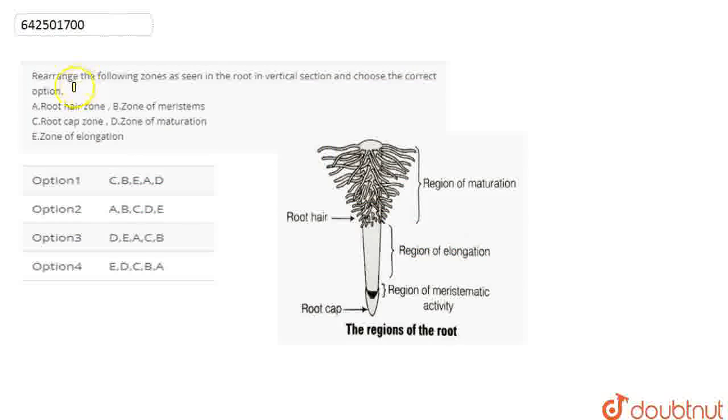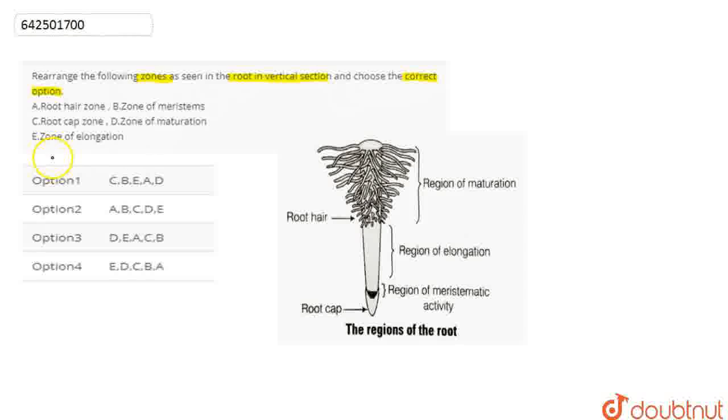If we talk about this question, in this question we are asked to rearrange the following zones as seen in the root in vertical section and choose the correct option. So the part A is root hair zone, B zone of meristems, C root cap zone, D zone of maturation, and E zone of elongation.